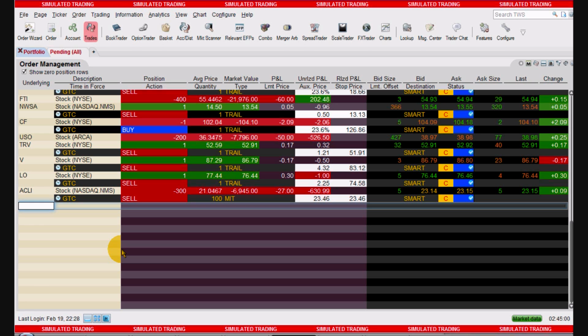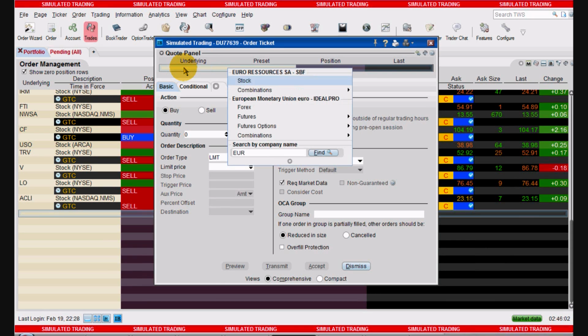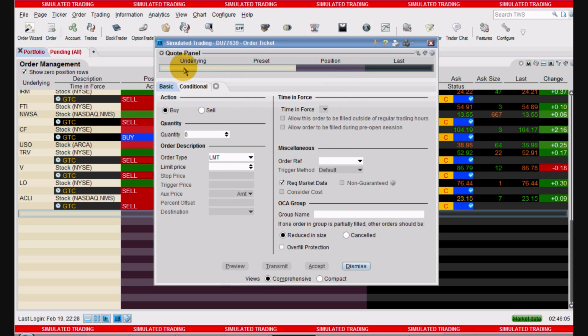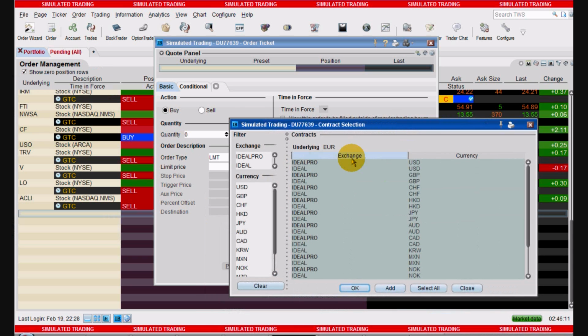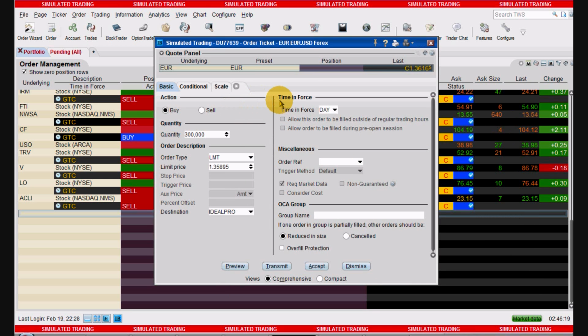Okay, so here's my order. That was the euro dollar. Euro, I guess the US dollar. Okay, you'll see the last price is 1.36. And we wanted to sell, which is going short. We're going to short this, which means we think the price will drop.